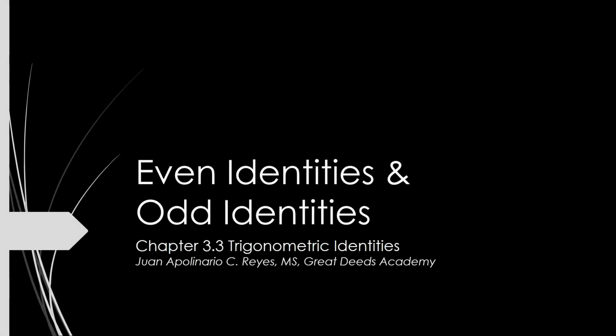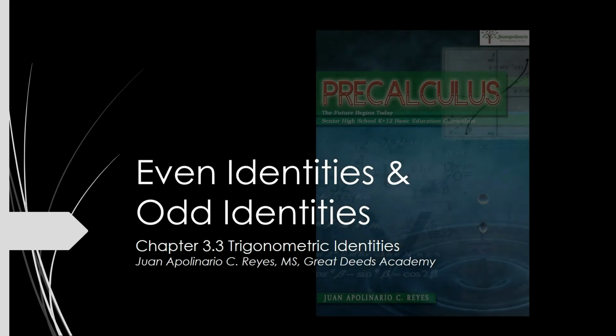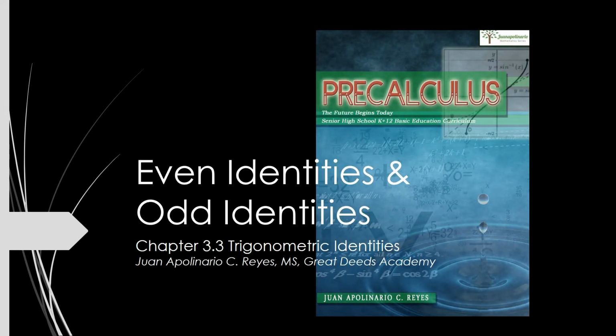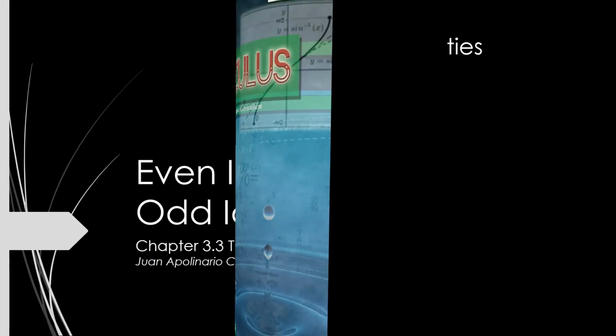Even identities and odd identities. The naming of these identities has something to do with odd functions and even functions. This was introduced to you way back in, I think, junior high school, when the topic of polynomial functions was introduced to you. So what is an odd function?